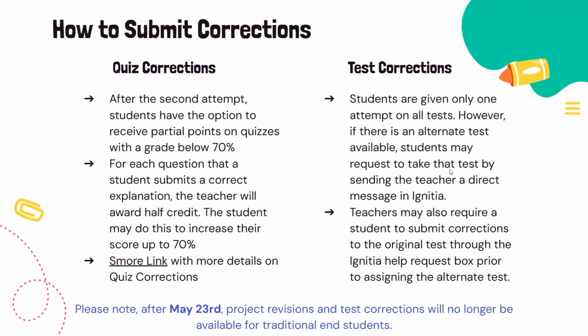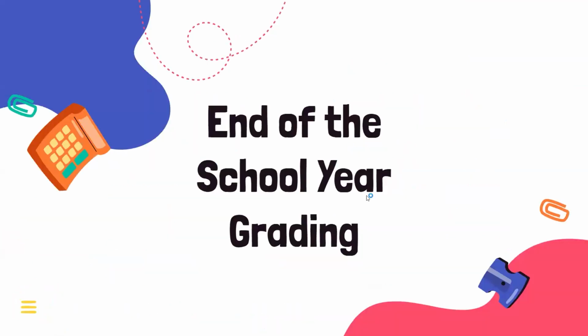And please do note that if you are a traditional end student, meaning that your courses are currently scheduled to end on June 6th, you will not be able to submit any project revisions or test corrections after May 23rd. So that is coming up really quickly. So if this is something that's interesting to you, definitely take advantage of doing so now and don't wait on it. So that's a little bit about submitting corrections.